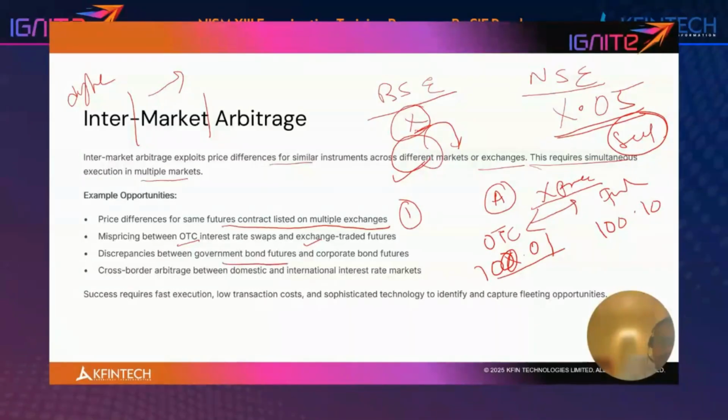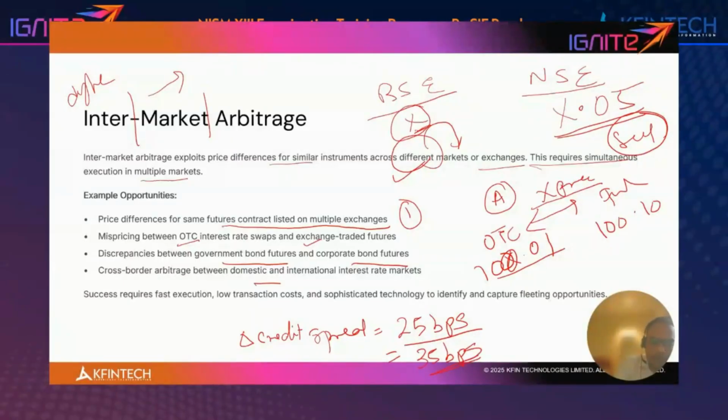Discrepancies between government bond futures and corporate bond futures. So what is the major difference between a government bond and a corporate bond? It is the credit spread, because a government might not default, but a corporate can default. Suppose the credit spread is already counted at 25 bips. And now, for some reason, the spread between the government bond futures and corporate bond futures appears to be 35 bips. That means the bond market is mispriced and you can benefit from this mispricing.